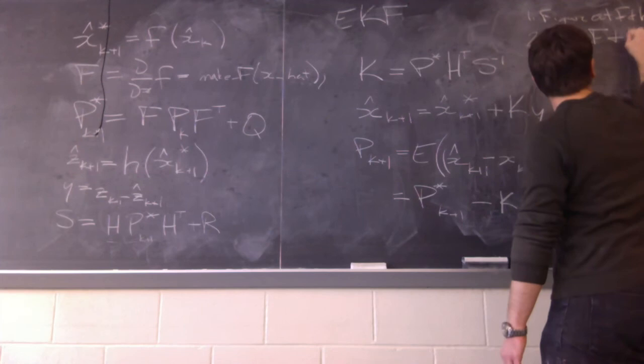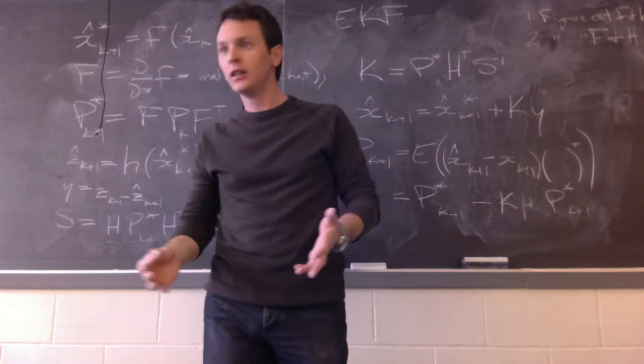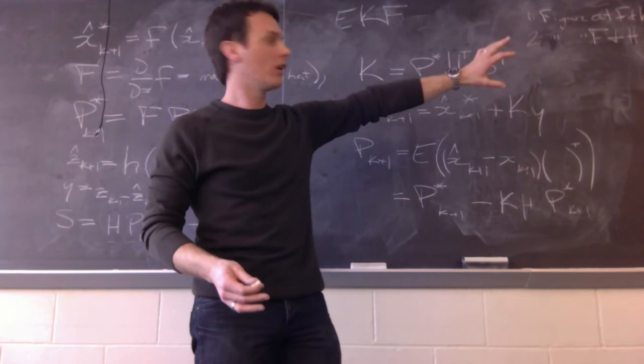As functions of the state. A lot of times you might be observing something that really just is part of the state, like maybe you do get a real position. In that case, your H might just be identity or something like that. So H is usually a lot easier than F. Figure out F and H.